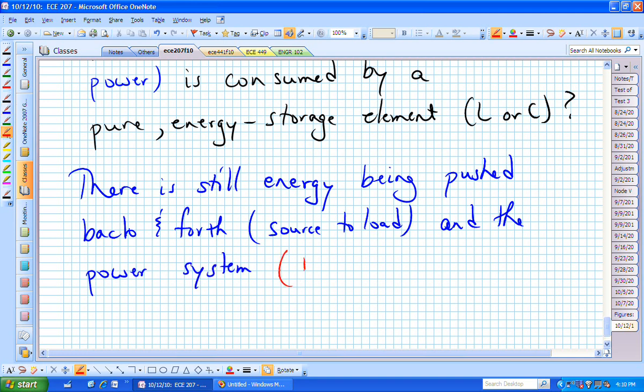and by that I mean transmission lines, transformers.